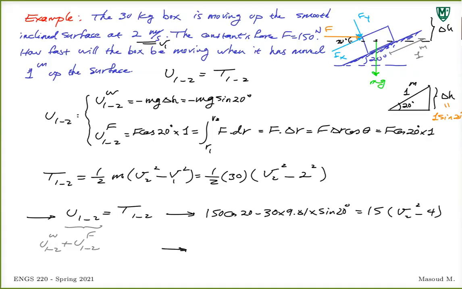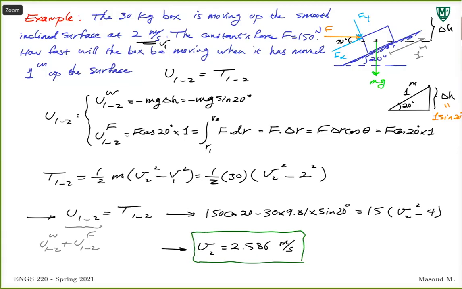So from there, the only unknown you have is v2, the final velocity of this box when it gets all the way. I can actually give you directly the final answer. Assuming I didn't make any mistake, that would be 2.586 meters per second. This is the final velocity, right?